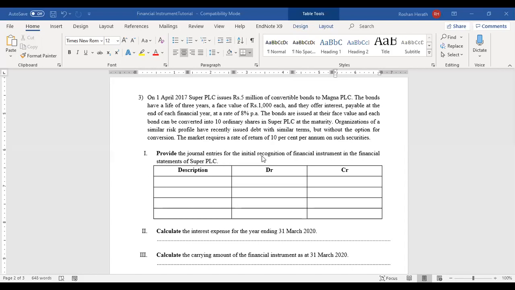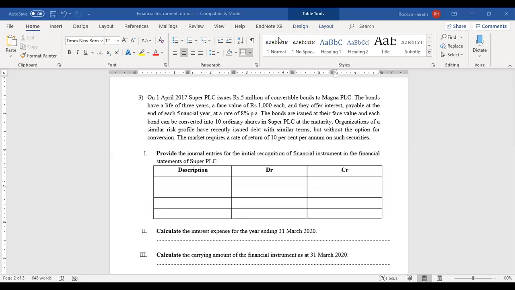Then it asks, provide the journal entries for the initial recognition of the financial instrument in the financial statements of Super PLC. So it asks you to come up with the journal entries for the initial recognition. So here, as we discussed in the second question, you can see the debt component and the equity component is there. So therefore, we need to distinguish the debt component and the equity component.